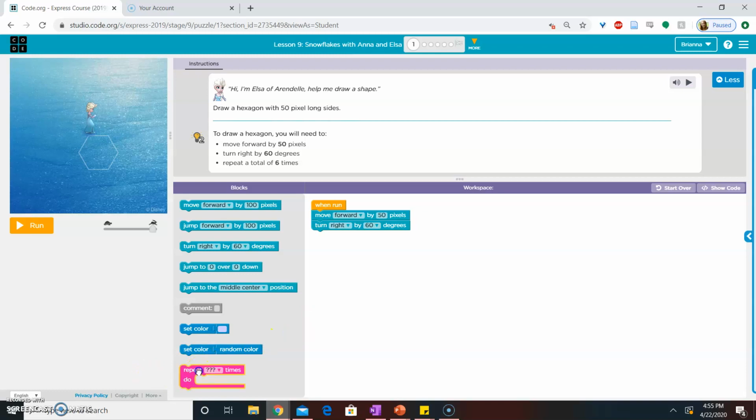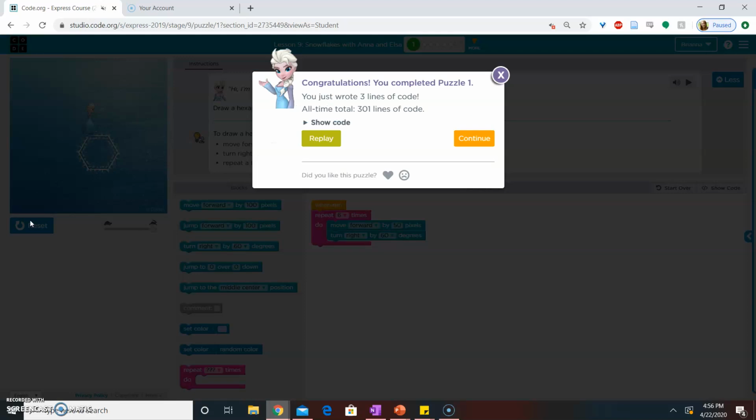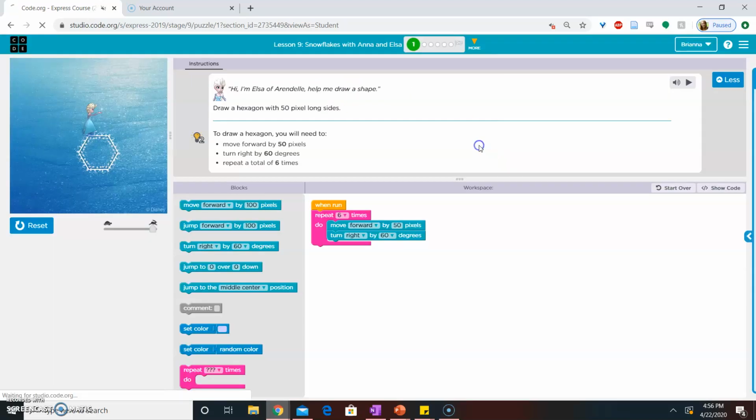So I'll take a loop, put it on there, move these guys inside, and it says right here, repeat a total of 6 times. So change that to 6. Again, all I'm doing there is following these instructions about drawing a hexagon. It told me move forward by 50, turn right by 60, repeat 6 times. So I did just that. Let's run it. And we're good.